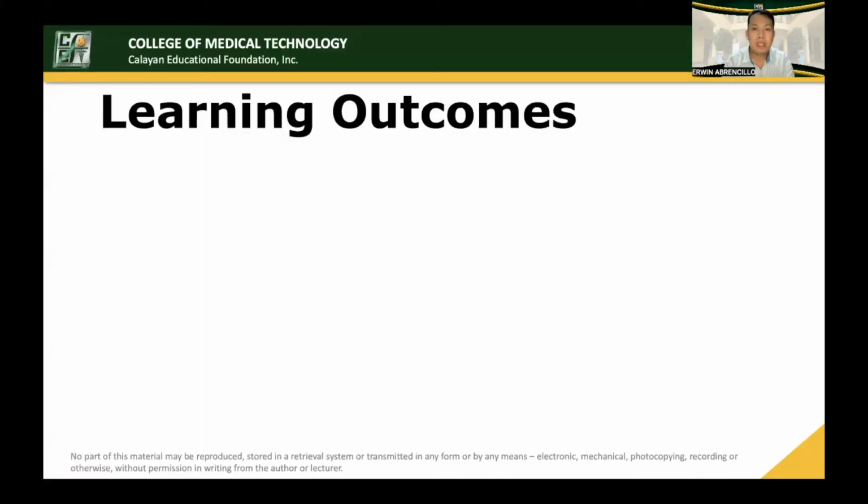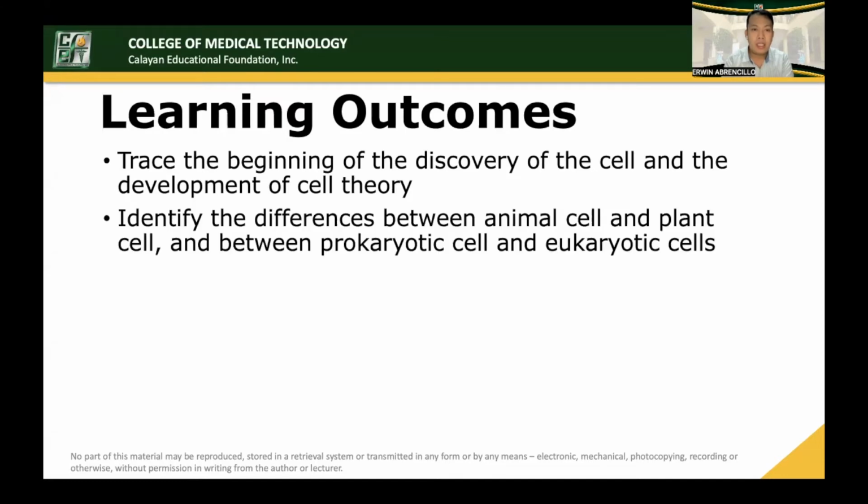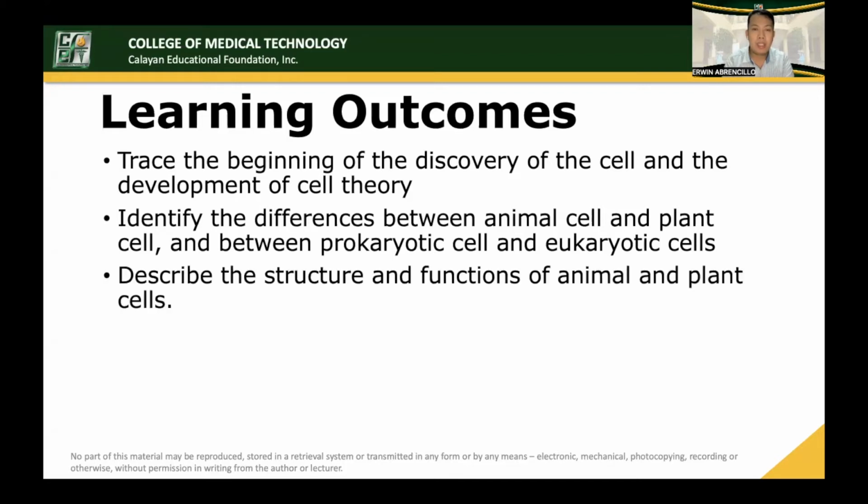For our learning outcomes, first, trace the beginning of the discovery of the cell and the development of the cell theory. Second, identify the differences between animal cell and plant cell, and between prokaryotic cell and eukaryotic cells. And third, describe the structure and functions of animal and plant cells.